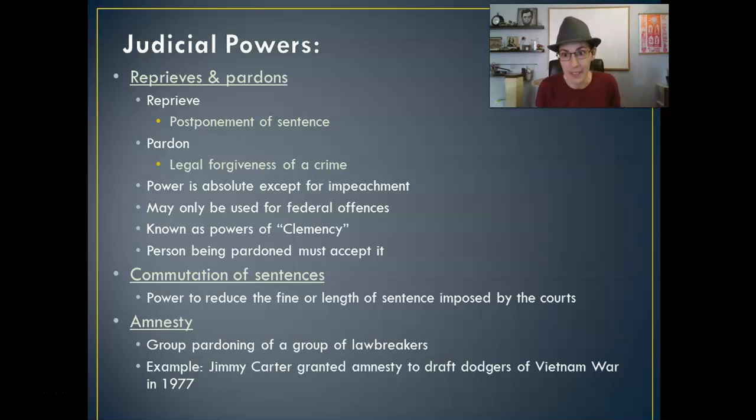These are known as powers of clemency under the Constitution, and the person being pardoned must accept it. He can also commute sentences. He can say, okay, your conviction stands, but I'm going to reduce the amount of time you serve, or just let you out now and cancel the rest of your sentence. He can also grant amnesty, which is a group pardoning of lawbreakers. One example was Jimmy Carter granting amnesty to draft dodgers of the Vietnam War. Anybody who dodged the draft was absolved of that crime, so he granted blanket-wide amnesty for that.